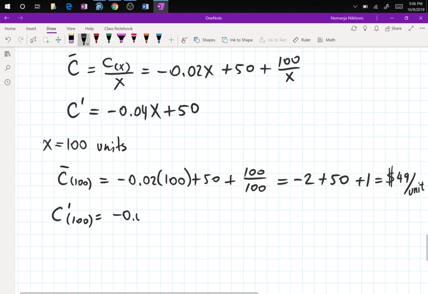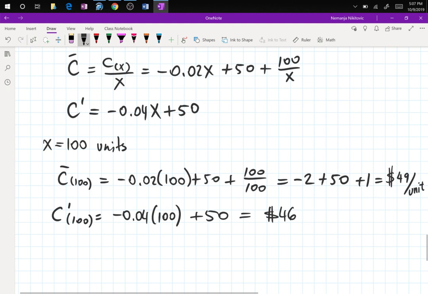But so negative 0.04 times 100 plus 50, and you are getting $46 to make the 100th unit. So now you see that on average, the cost is 49 per unit, but when you calculated the 100th unit, actually it's a 46, which is less than 49, which means that the cost is dwindling down, right? Because this one has 100 different units inside, and on average they cost 49. Now you calculated a single unit on 46, right?